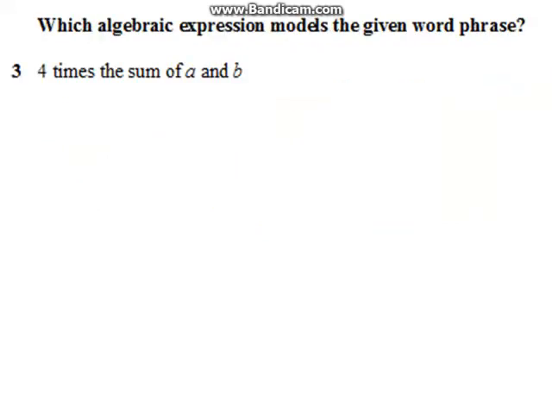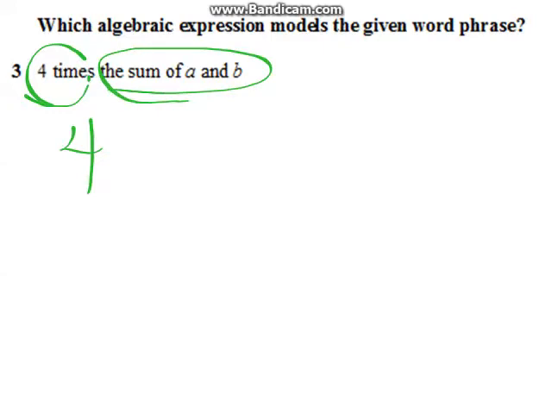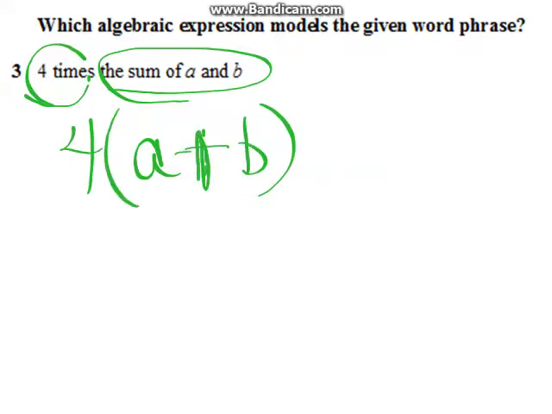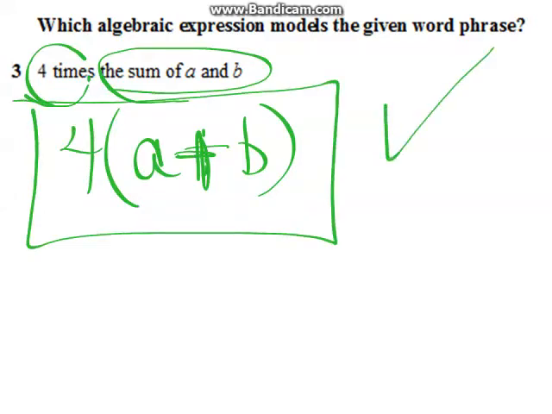Number 3 says which algebraic expression models the given word phrase? 4 times the sum of A and B. So we want to break this down into workable parts. We have 4 times the sum of A and B. So 4 times, so we're going to multiply something times 4. What are we multiplying by 4? The sum of A and B. So that is our answer: 4 times the sum of A and B.